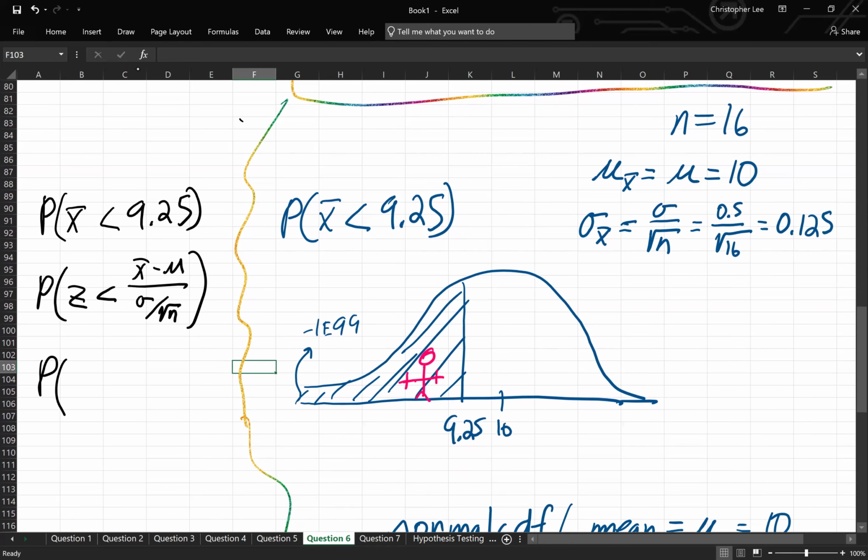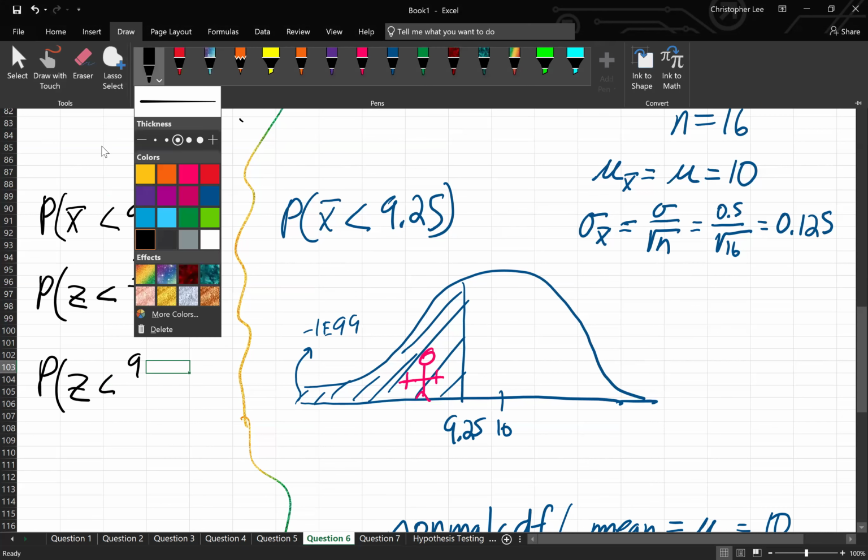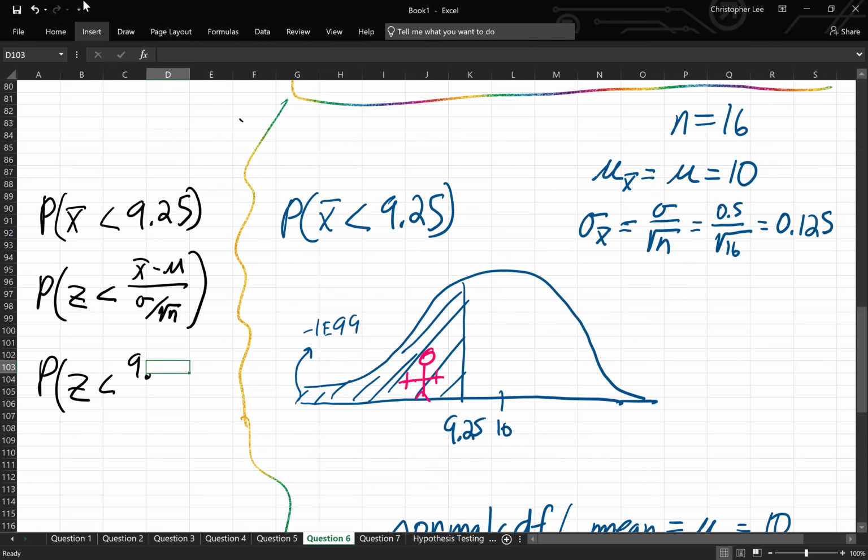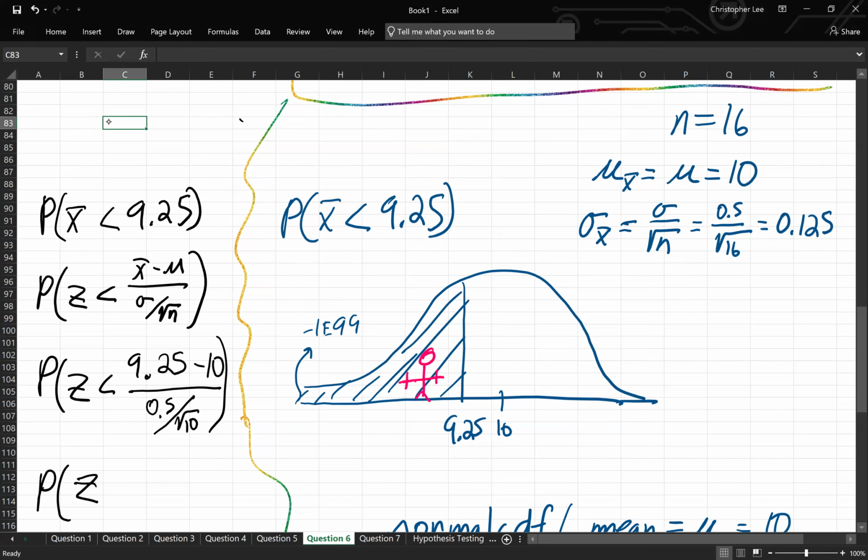So this is going to become the probability of Z less than 9.25 minus the mean, which is 10, over the standard deviation, which would, oh shoot. What happened here? Hold on one second. I'm sorry. 9.25 minus 10. I'm sorry about that. My hand hit something. Over 0.5 over the square root of 10. All right, put that in the calculator. Tell me what you guys get. This is the probability of Z less than what?